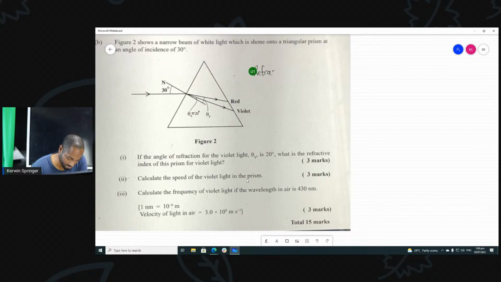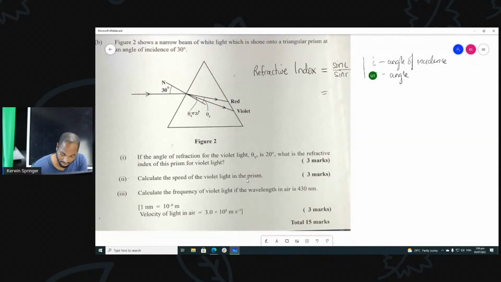Refractive index is equal to sin I over sin R, where I is your angle of incidence and R is your angle of not reflection but refraction. This is for light going from air into the medium, not the other way around. Some questions go the other way around, and then you need to adjust yourself. So this is sine of 30 over sine of 20. It helps that the refractive index for glass is always between about 1.3 and 1.6.